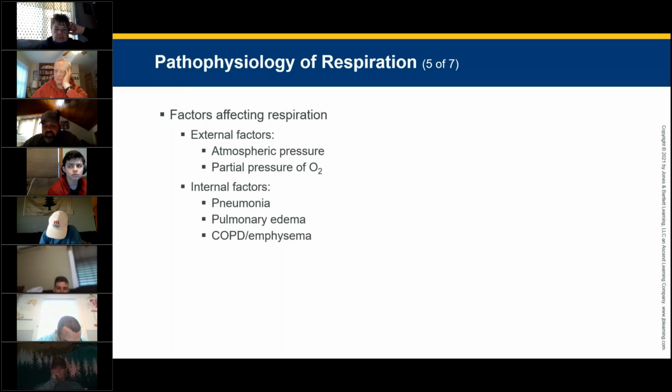Factors that affect your respiration. External factors, atmospheric pressure and the partial pressure of oxygen in the ambient atmosphere. So if there's a lack of oxygen. Internal factors, such as conditions that reduce the surface area for gas exchange and consequently decrease the body's oxygen supply, leading to inadequate tissue perfusion. Things like pneumonia, pulmonary edema, and COPD or emphysema.